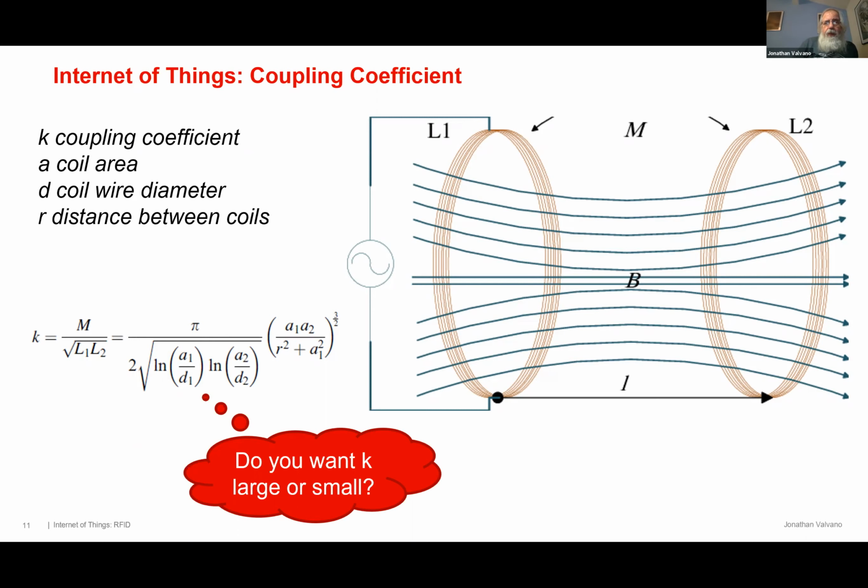Okay, so that's what it means to be in the near field. If R gets very large, then there's no coupling at all. But again, what do you want to do with D? Big or small? Okay, you want big, right? We did that one already.